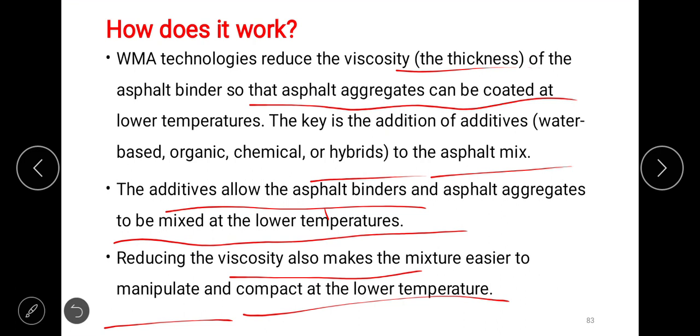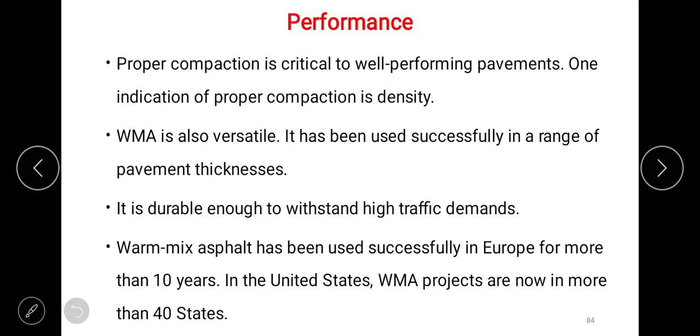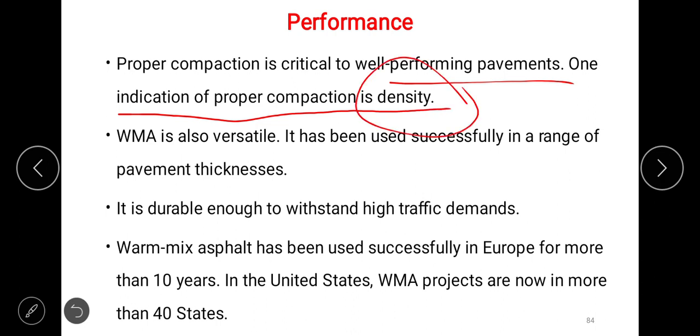Is it not so? When we reduce the viscosity, it makes the mixture easier to manipulate and compact at the lower temperature. Performance. If you look at the performance, proper compaction is critical to well-performing pavements. One indication of proper compaction is density. If density achieved is good, then definitely performance is much better.